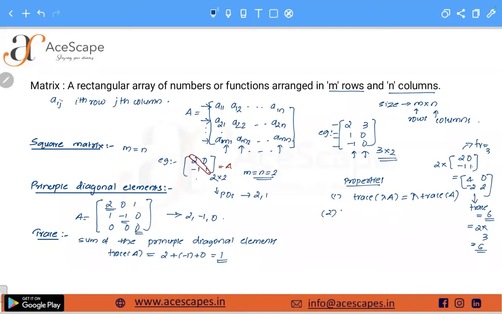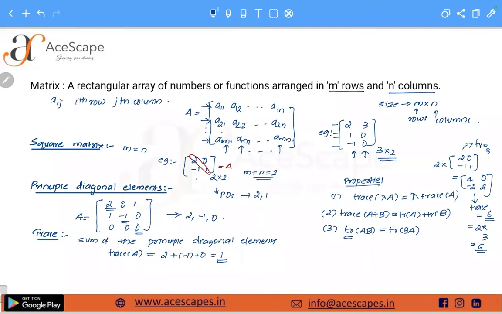Another property is trace of A plus B is equal to trace of A plus trace of B. You can actually check it with different matrices. I'm just writing the property here. Another property is trace of AB is equal to trace of BA. That is, if I'm multiplying two matrices A and B and taking the trace, it will be the same as if I'm multiplying B and A.